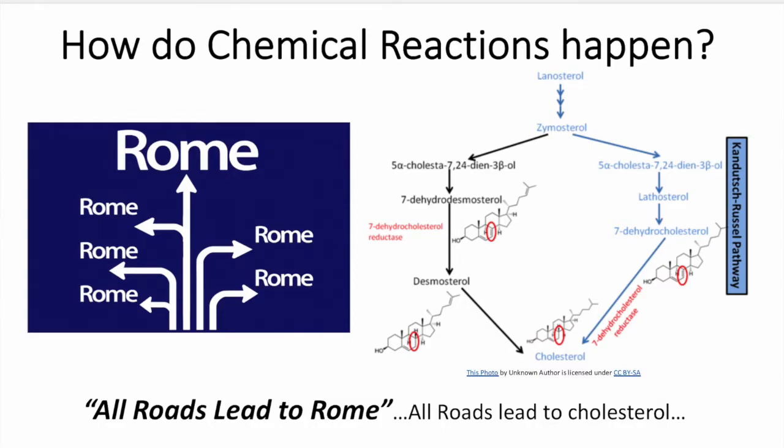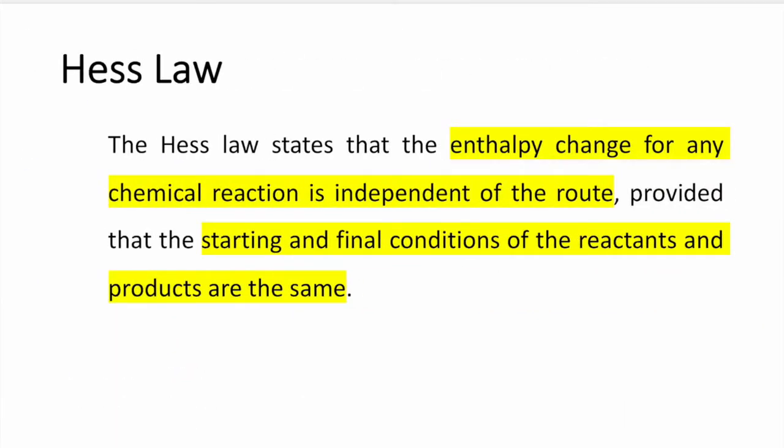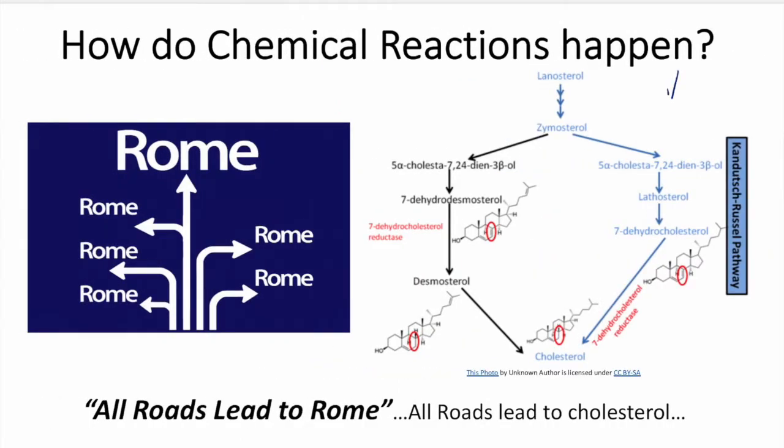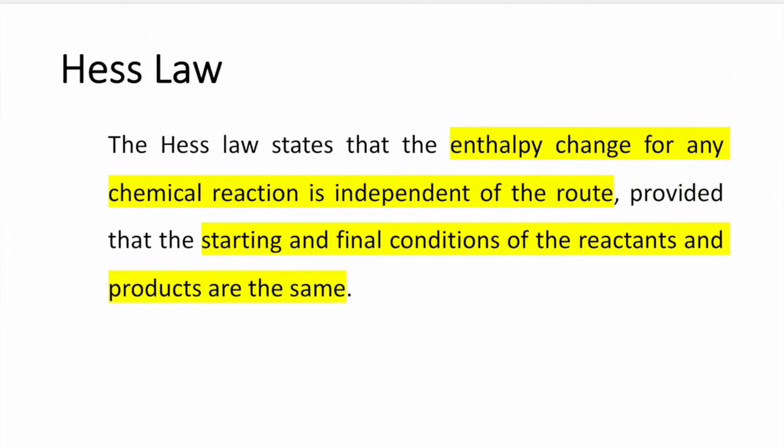Keeping this medieval saying in mind, Hess's law states that the enthalpy change for any chemical reaction is independent of the route, provided that the starting and final conditions of the reactants and products are the same. So, for instance, in those chemical pathways, whether you take the black pathway, so this route, or you take the blue pathway, so this route, each of the pathways will lead to the same energy change. This is basically what Hess's law is all about.